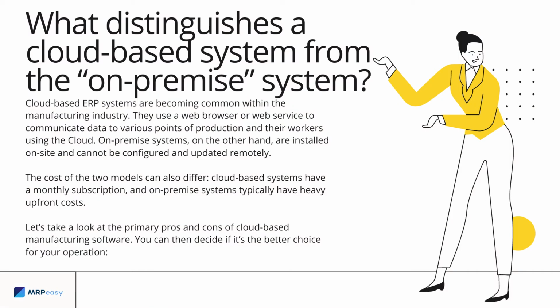What distinguishes a cloud-based system from the on-premise system? Cloud-based ERP systems are becoming common within the manufacturing industry. They use a web browser or web service to communicate data to various points of production and their workers using the cloud. On-premise systems, on the other hand, are installed on-site and cannot be configured and updated remotely. The cost of the two models can also differ. Cloud-based systems have a monthly subscription, and on-premise systems typically have heavy upfront costs.